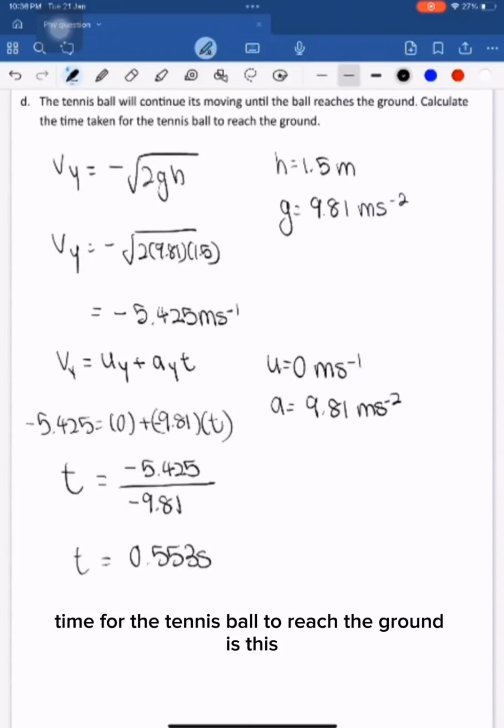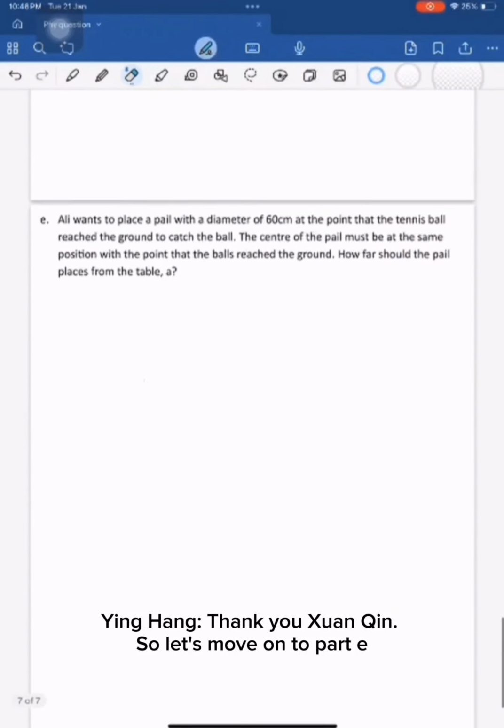The time for the tennis ball to reach the ground is this. Thank you, Shenqing. So let's move on to part E.